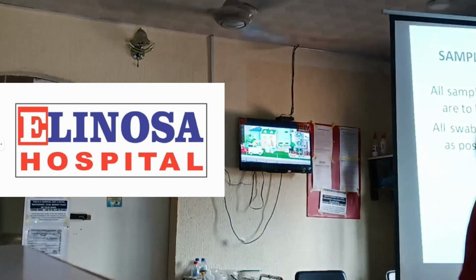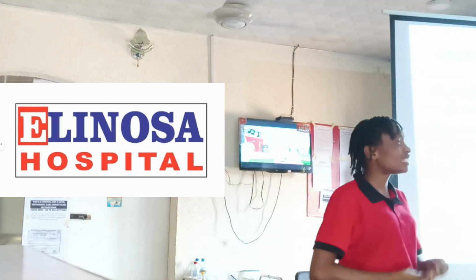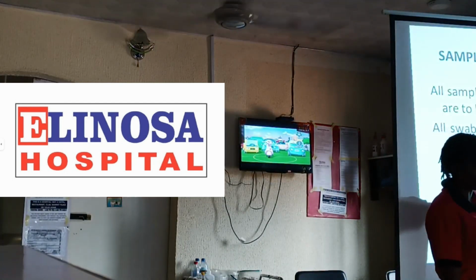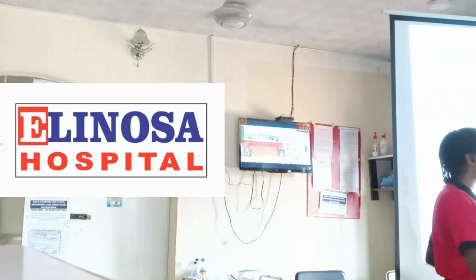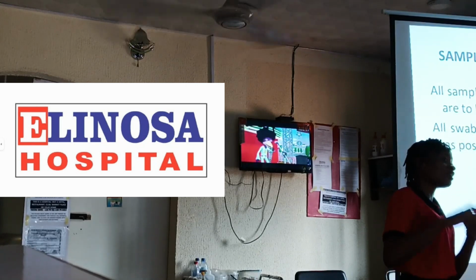But if you want to do urine MCS, microscopic culture and sensitivity, and you know that there is going to be a delay in the processing, you have to ask the laboratory to give you boric acid. Boric acid is one of the preservatives that is used to preserve urine.